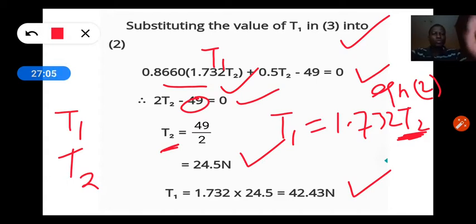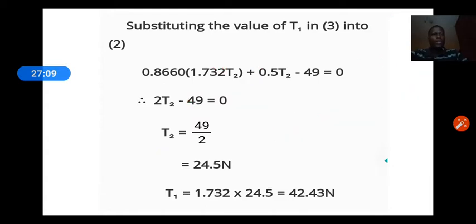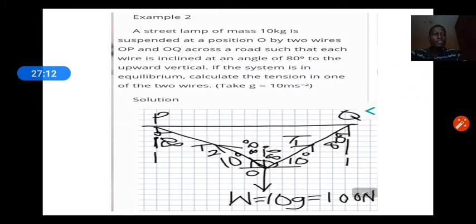Let's move to the next slide and see the next example that we have. Good. The second example is: a street lamp of mass 10 kg is suspended at a position O by 2 wires OP. You can see it in the diagram.